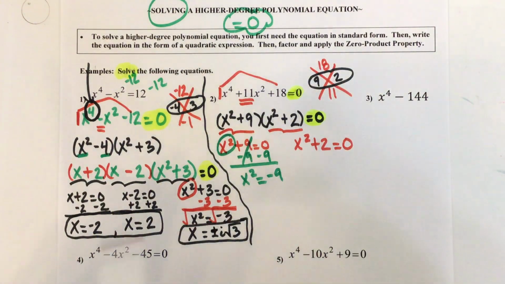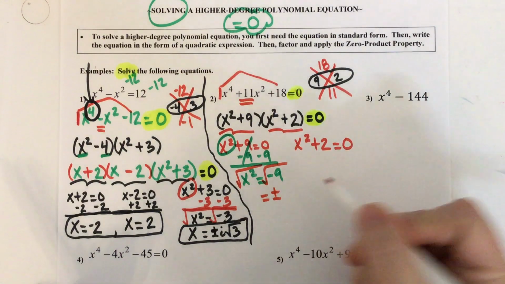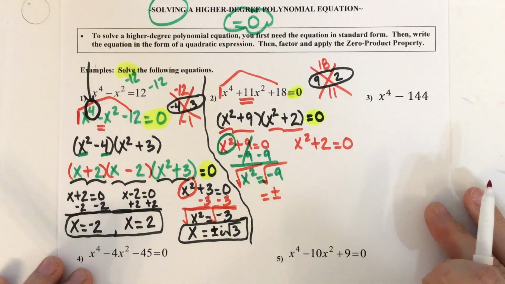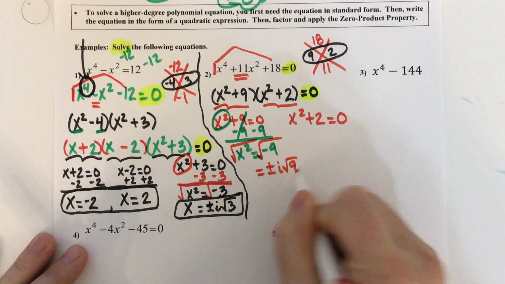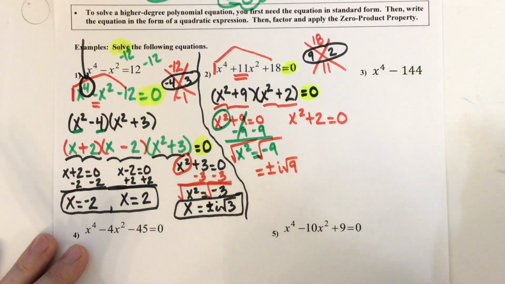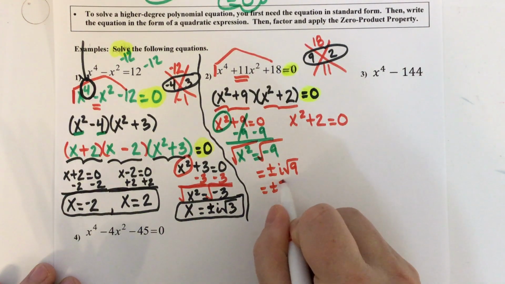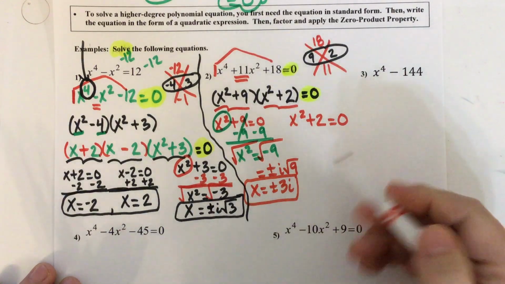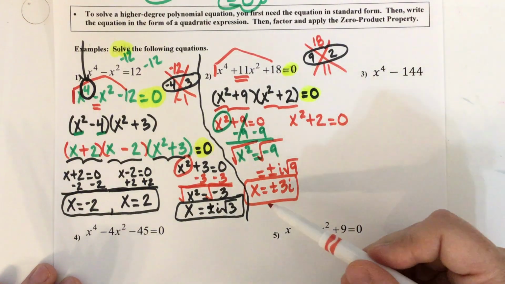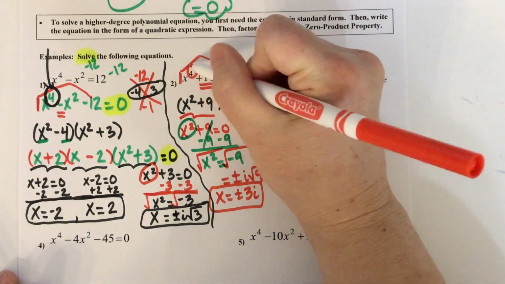To get the squared to go away, I square root both sides. I slap down my plus minus. Who takes that negative out? I does. And then you're left with a positive square root of 9. But what's the square root of 9? 3. So it's plus or minus 3i. So there's two answers. One's the positive 3i and one's the negative 3i. Okay, I'm trying to get 4 total answers.